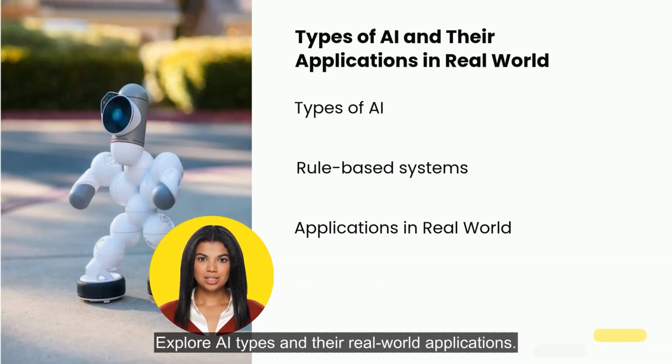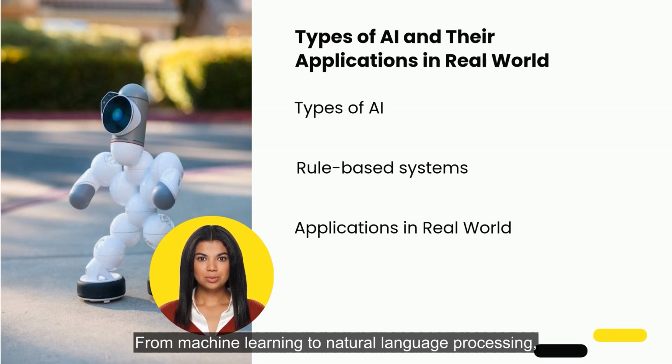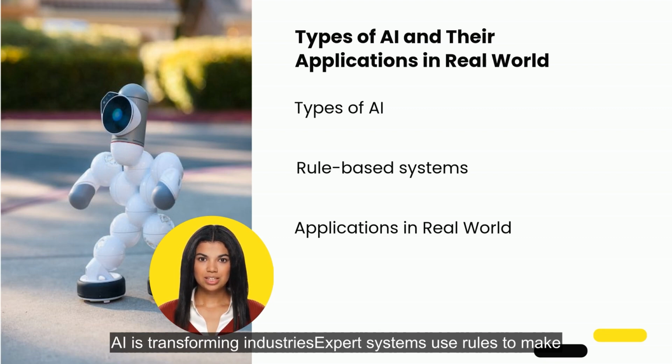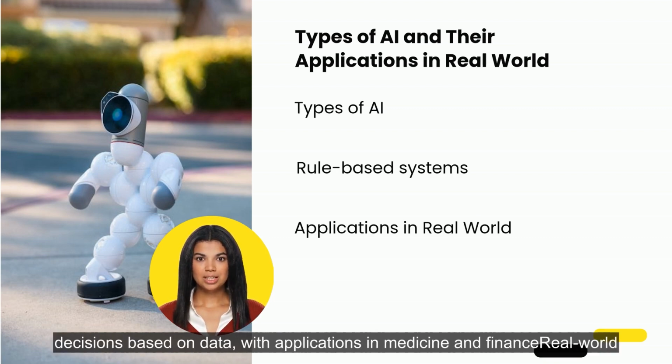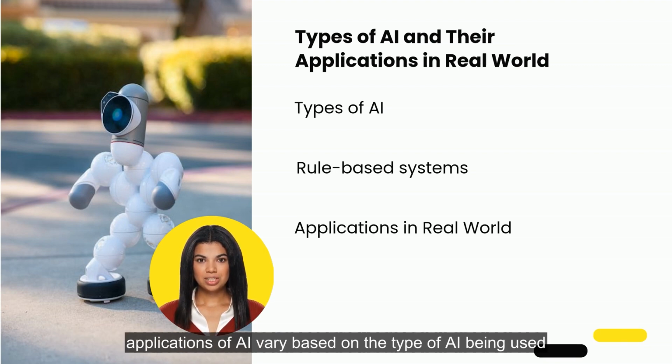Explore AI types and their real-world applications. From machine learning to natural language processing, AI is transforming industries. Expert systems use rules to make decisions based on data, with applications in medicine and finance. Real-world applications of AI vary based on the type of AI being used.